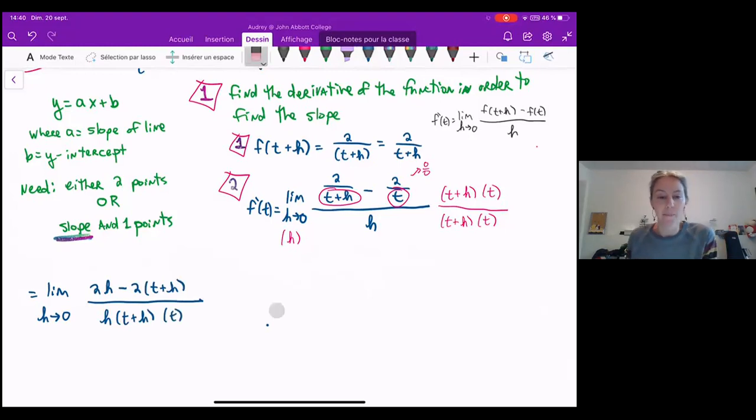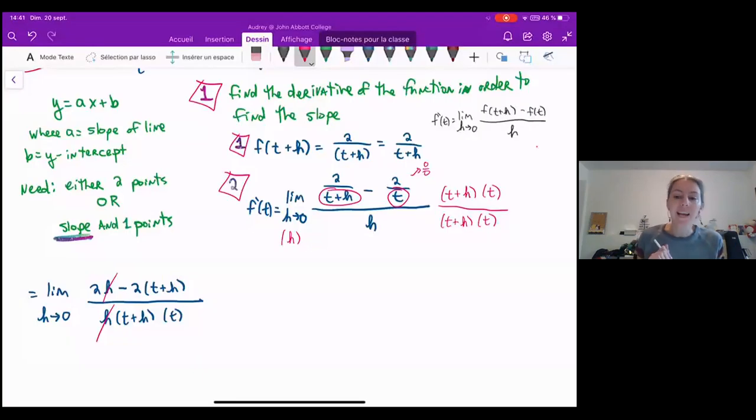Now, at this point, you might be like, yay, let's cancel, goodbye h, goodbye h. Don't do it, bad plan. Why is that a bad plan? That is a bad plan because h is not a factor of the numerator. That h on top, it's not h times other things, it's h minus other things. It's being added or subtracted to other things. It's not a factor. I'm not at a point yet where I can cancel out.